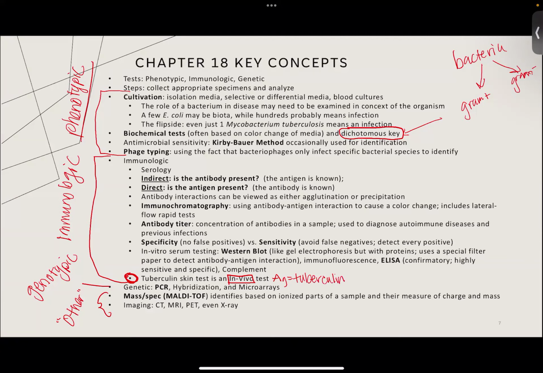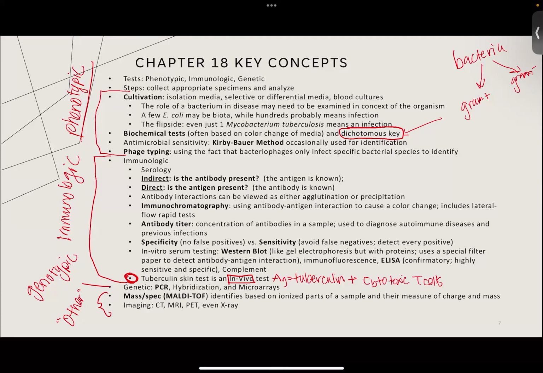Does this rely on antibody? No. It relies on the antigen, tuberculin, being recognized by cytotoxic T cells. So this one doesn't have antibody involved, but it is still an immunologic test because it depends on the immune response.